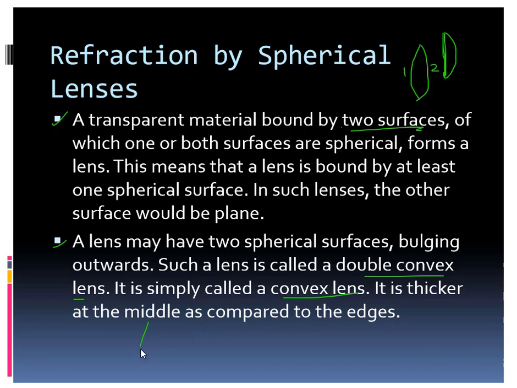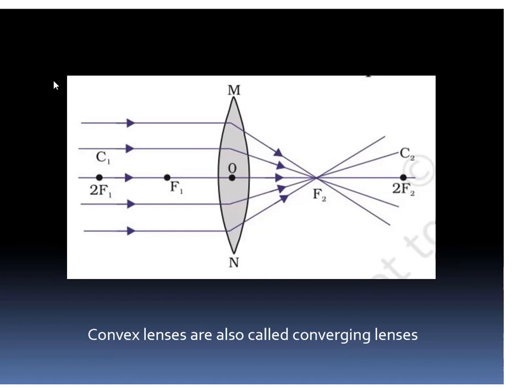So a lens may be in this shape, bulging outward at the middle, or it may be in this shape. This type of lens is known as a convex lens. This type of lens is known as a concave lens. Now here we can see the diagram of a convex lens.